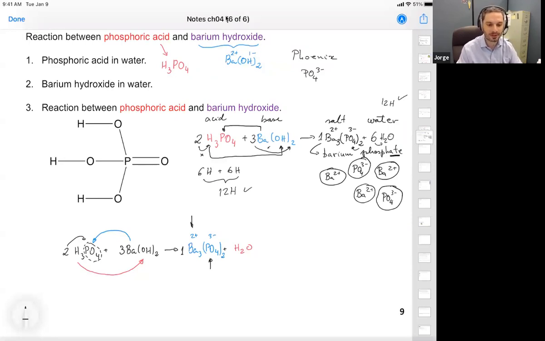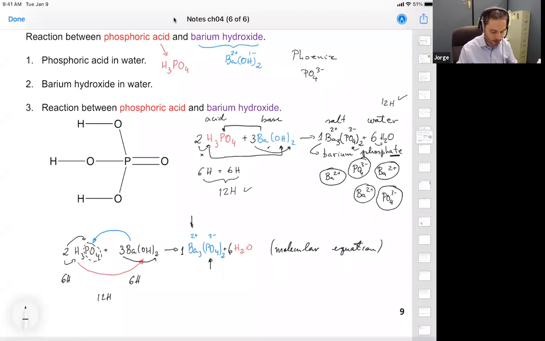And now we balance the water. 6 hydrogens here. 3 times 2, 6 hydrogens there. So we need to have 12 hydrogens, which means we need to have 6 water molecules. Okay, so this is the molecular equation. And that's the first step to write any sort of acid-base reaction.